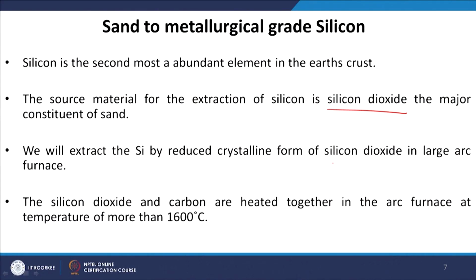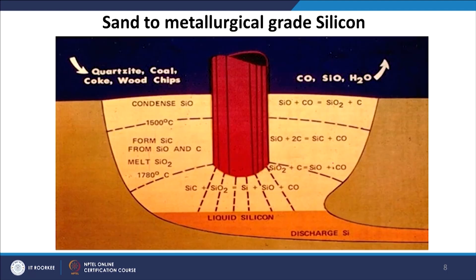Now, we will extract the silicon by reducing the crystalline form of the silicon dioxide in a large arc furnace. An arc furnace is a furnace which is made in such a way that we can heat any substrate at a very high temperature. The silicon dioxide and the carbon are heated together in the arc furnace, and silicon dioxide is reduced in the presence of carbon, at a very high temperature as high as 1600 degrees Celsius. So, what will happen? Let us take a look at that.